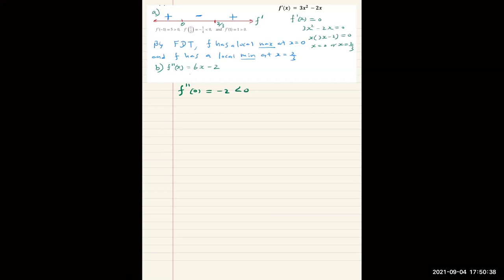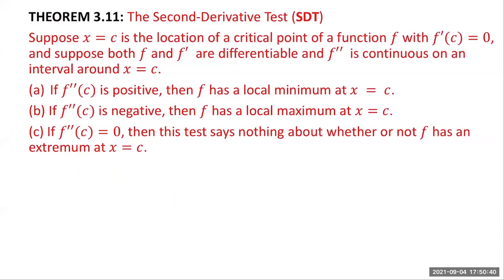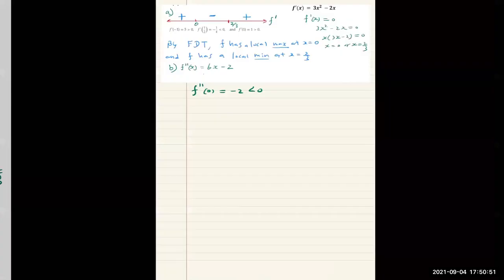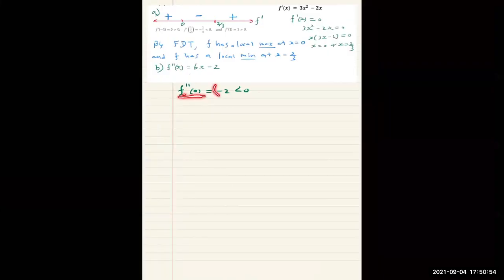Okay, what does the second derivative test tell you? If f double prime of C is positive, then f has a local minimum at x is equal to C. If f double prime of C is negative, then f has a local maximum at x is equal to C. So that means here f double prime of 0 is negative. So I'm going to have a local maximum at x is equal to 0.